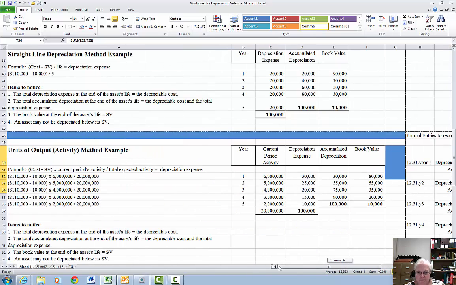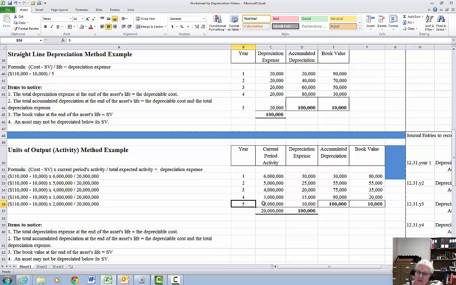Below, one more time: salvage value. Year 5, that's important. The $100,000 cost, you guys need to remember that, times 2 over 20. Okay, 2 over 20 is 10%.